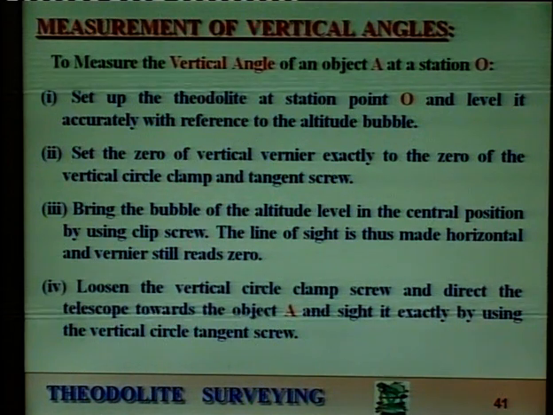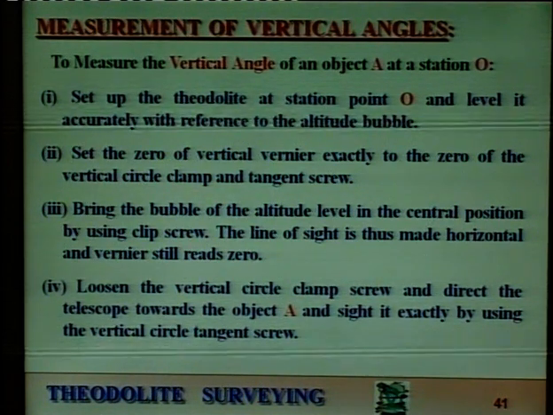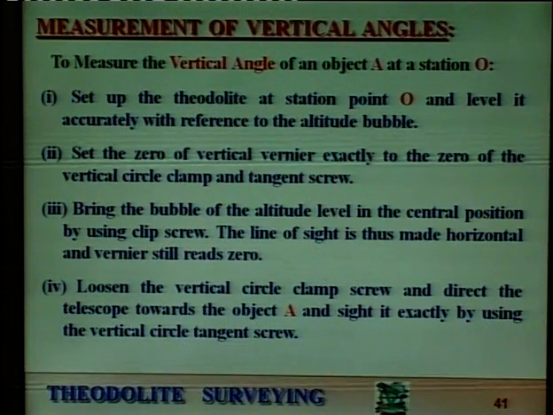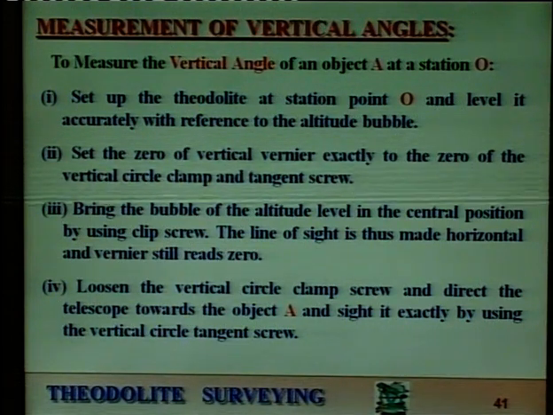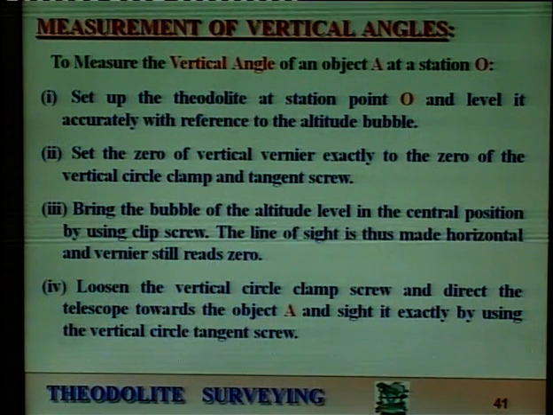So, loosen the vertical circle clamp screw, direct the telescope towards point A and sight it exactly by using the vertical circle tangent screw.